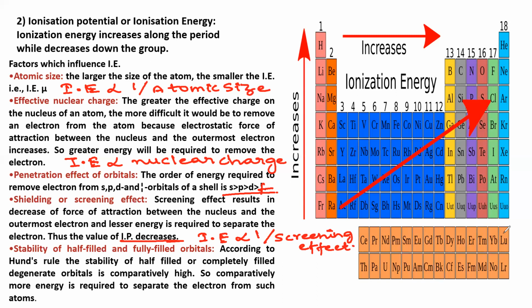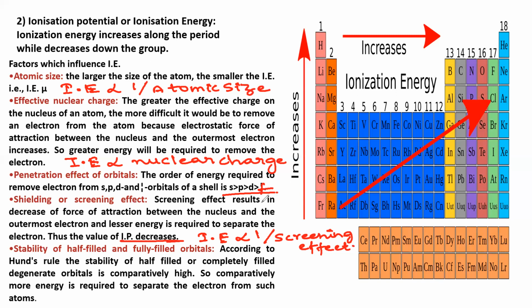Next, stability of half filled and fully filled orbitals. It is very, very important. Half filled means, for example, d5 configuration. Fully filled means d10 configuration. In the case of f orbital, f7 configuration is half filled and f14 is fully filled. Similarly, in the case of s electrons, s1 is half filled and s2 is fully filled. And in the case of p electrons, half filled is p3 and completely filled is p6.